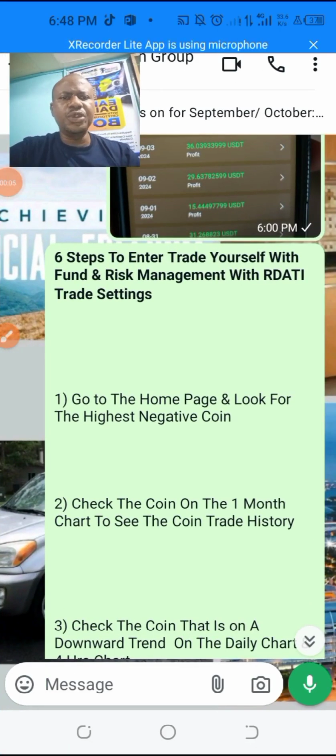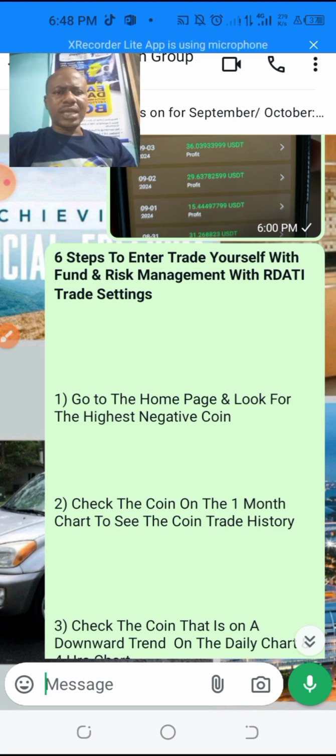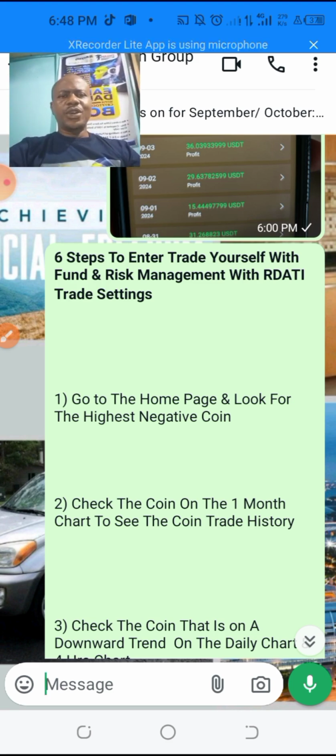I want to do a video on the 6 steps to enter a trade yourself, with fund and risk management, with the RoyalQ Dream Achievers Team International Trade Setting. This is a trade setting, this is a strategy, a do-it-yourself guide on how you can enter any trade by yourself without waiting for your sponsor or your upline, so that you can take charge of your business of trading on the RoyalQ bot. That's why I have broken it down step by step to make it very, very easy.